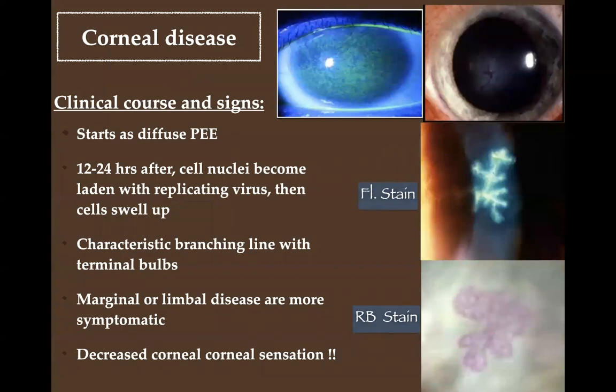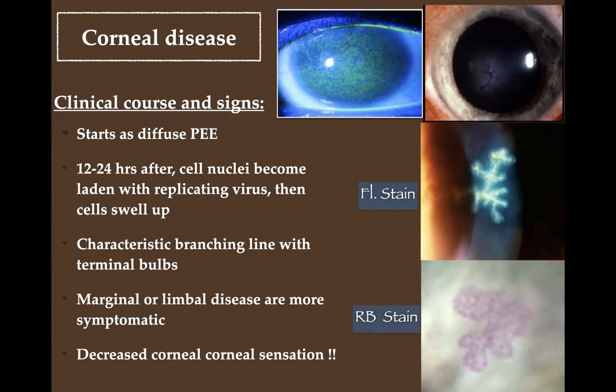Here we will emphasize the corneal disease. The clinical course and signs begin with diffuse punctate epithelial erosions. Then, 12-24 hours later, the cell nuclei become laden with replicating virus, and the cells swell up. This will show positive fluorescein staining, as you see in the picture in the middle. Also, in the upper photos, this is the punctate epithelial keratitis.